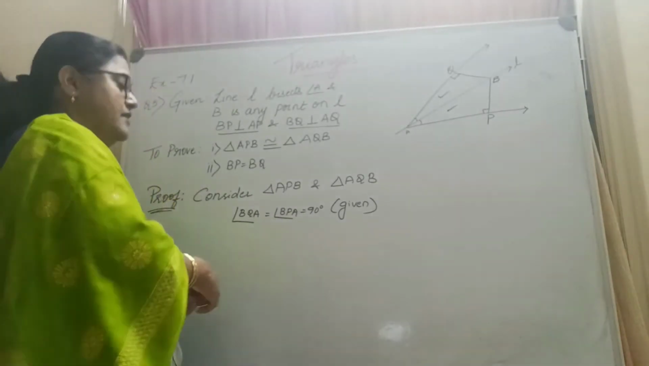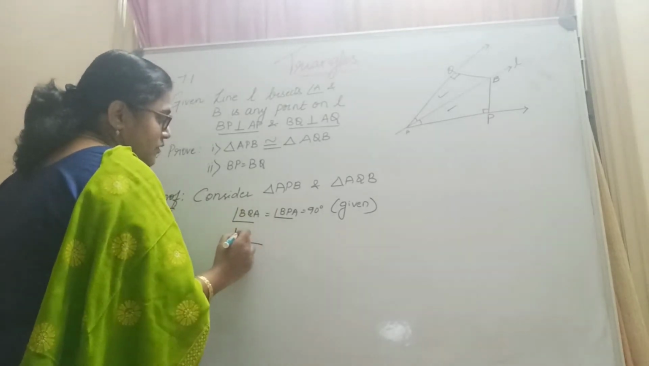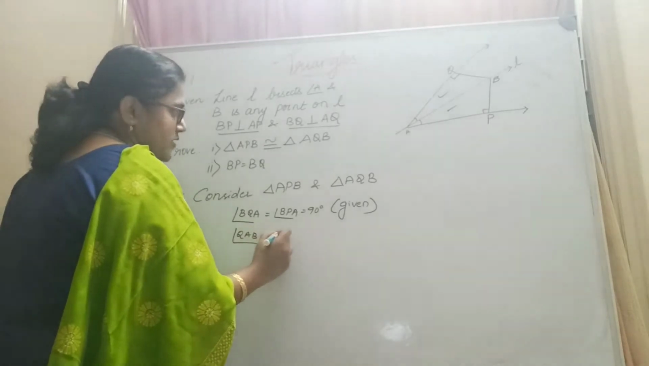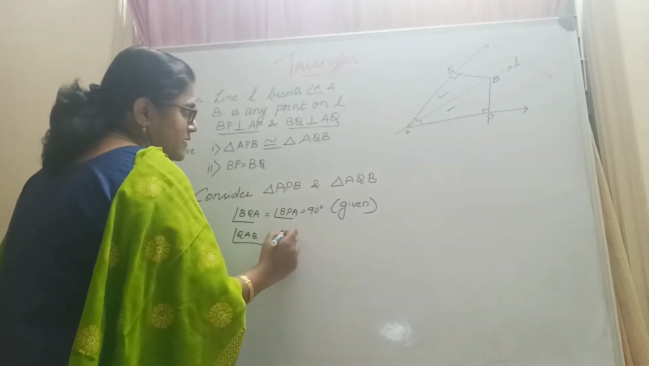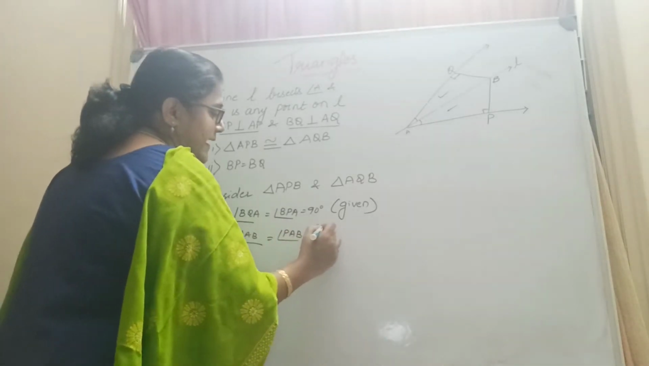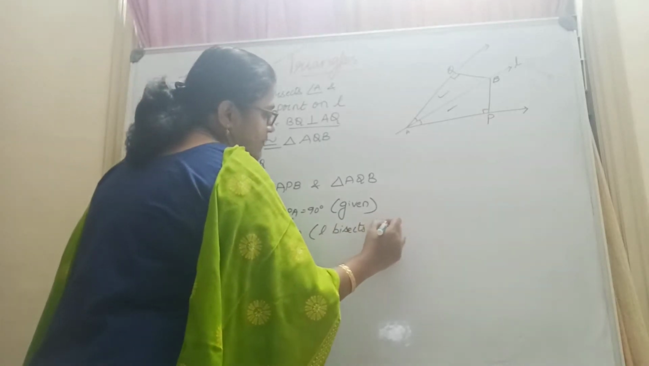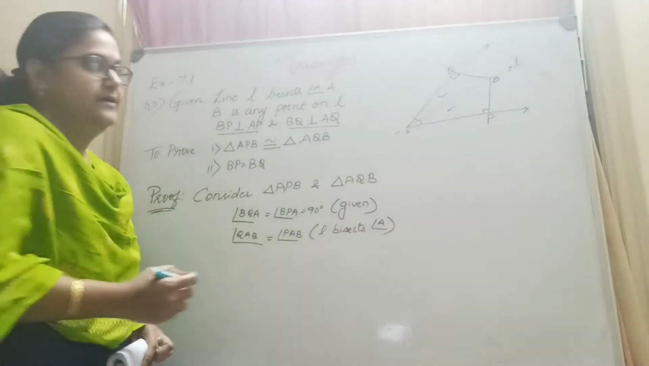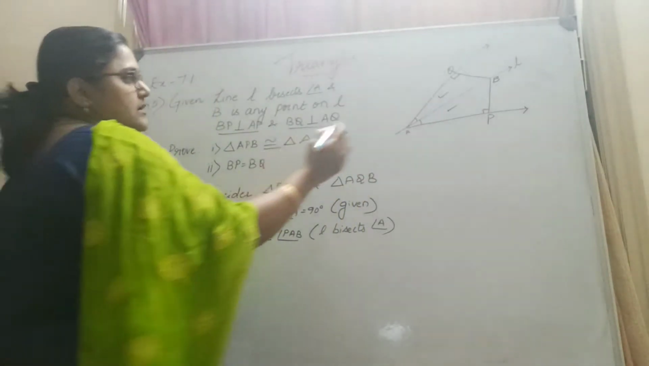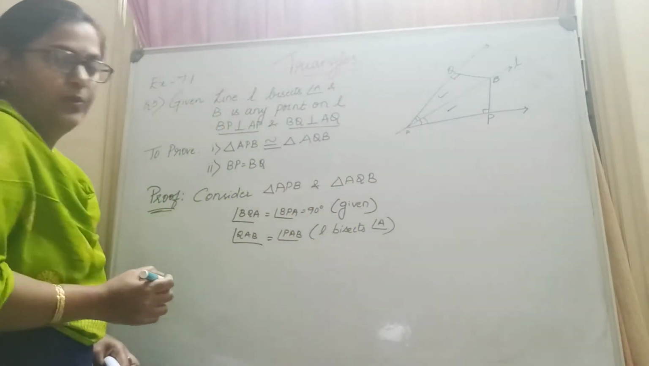Fine. And then angle QAB is equal to angle PAB. Why? L bisects angle A. That is, this angle is equal to this angle. It is given in the question that L divides angle A, so these two angles are equal.